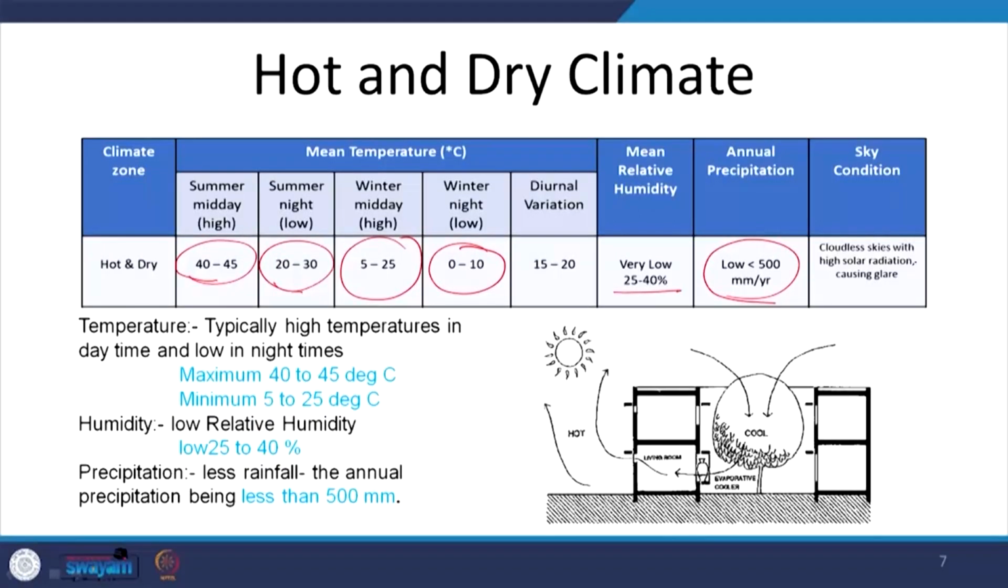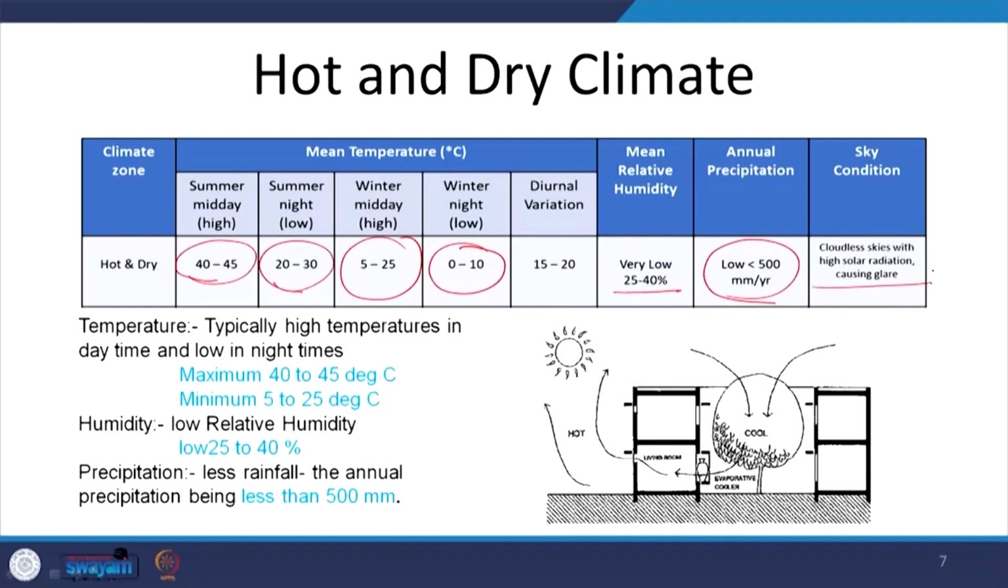If we look at the sky condition, we see that it is cloudless sky with very high solar radiation, which causes a lot of glare. So, there is intense solar radiation and clear sky, so it makes the condition even worse. So, we have high temperature, low humidity, low precipitation and very high radiation. This usually classifies hot dry climate.